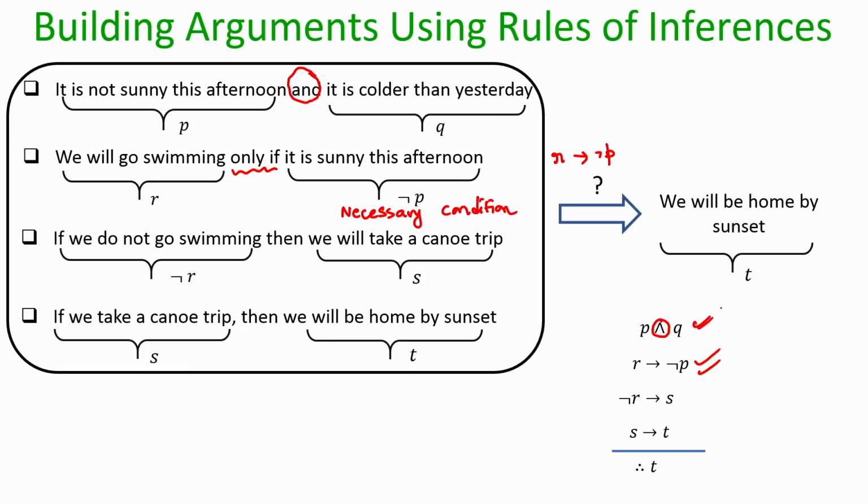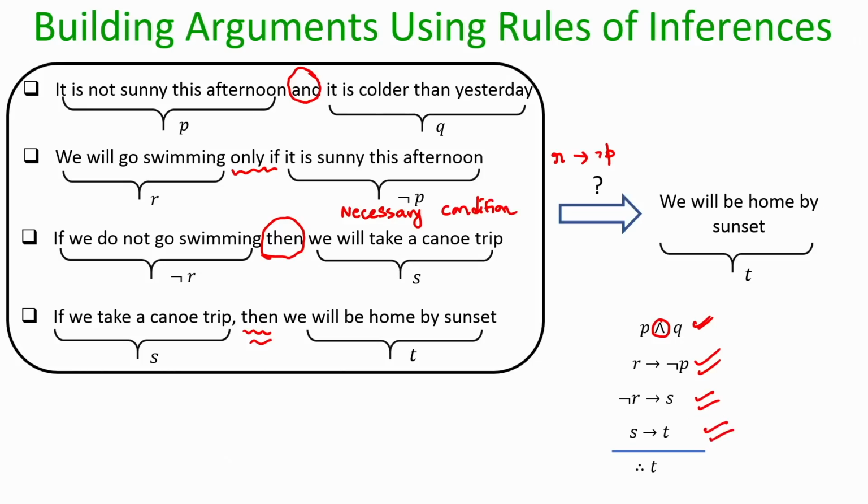What is the third premise here? The third premise is a statement of the form if something then something. That is why it is negation R implies S. And my fourth statement is again a statement of the form if something then something. I have used the variables S and T, so that is why it is of the form S implies T.